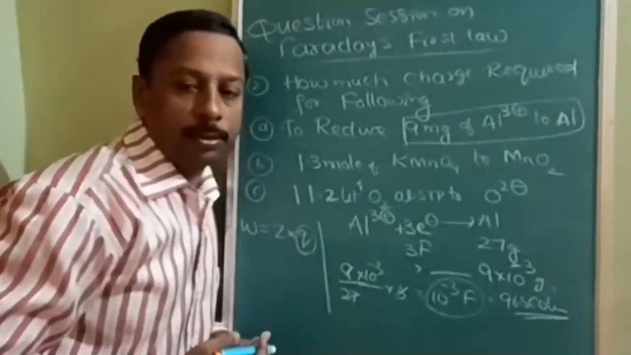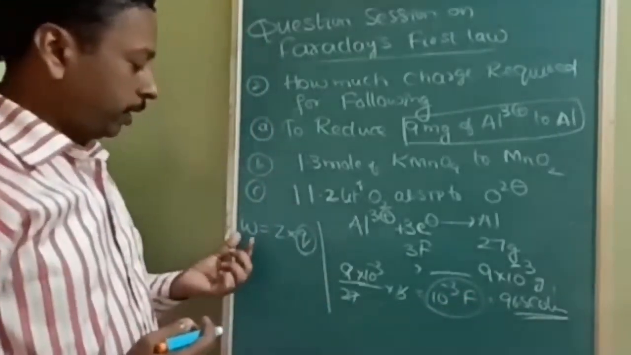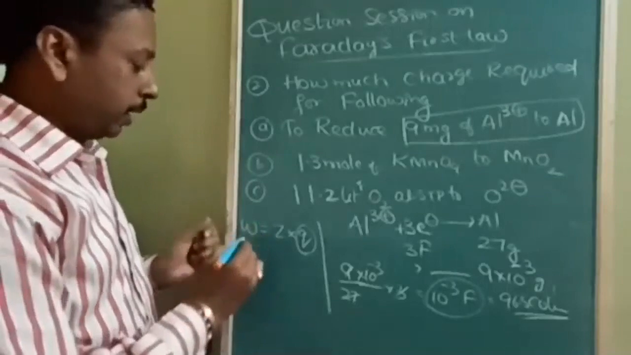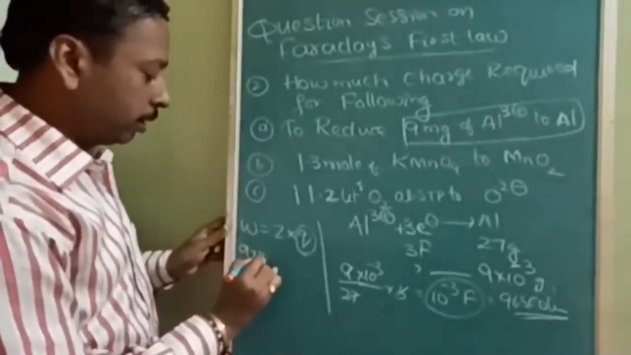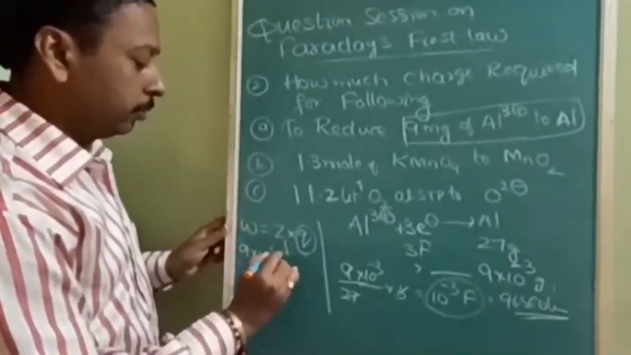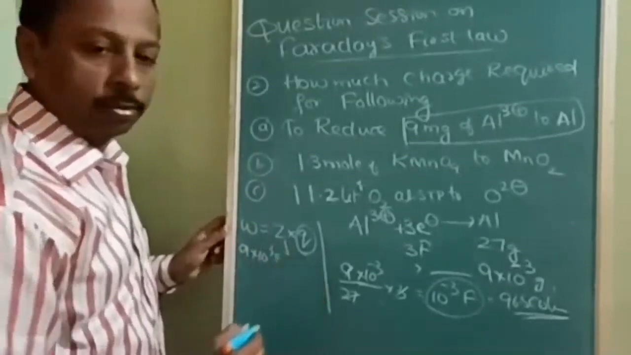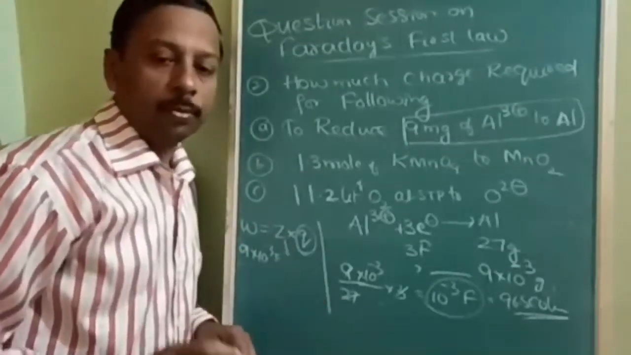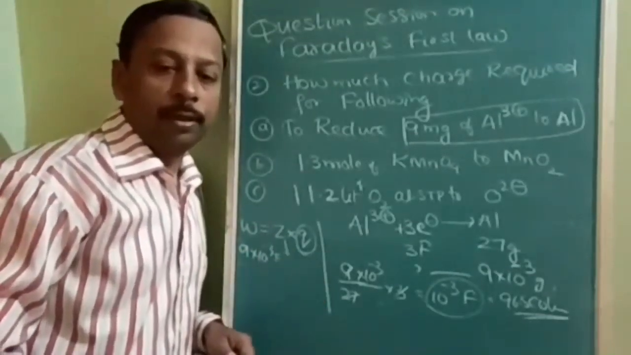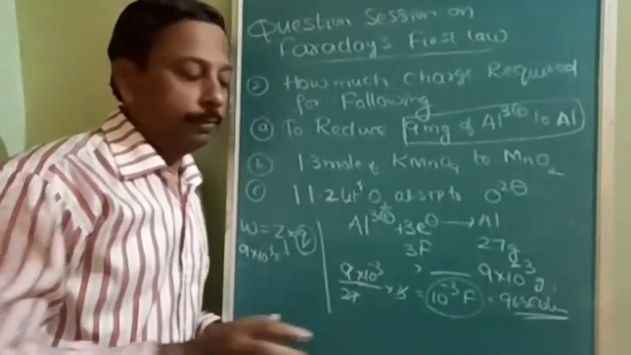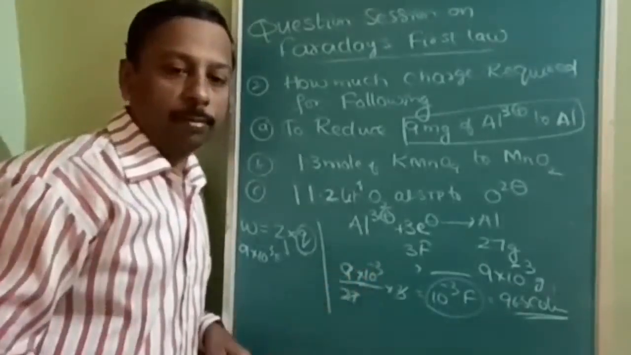96.5 coulombs. Okay. So another way: mass is given as 9 milligrams, 9 into 10 to the power of minus 3. You substitute the Z value, and you can find the Q value. So both ways you can do it, and you will get the same answer. But I feel comfortable without the formula.